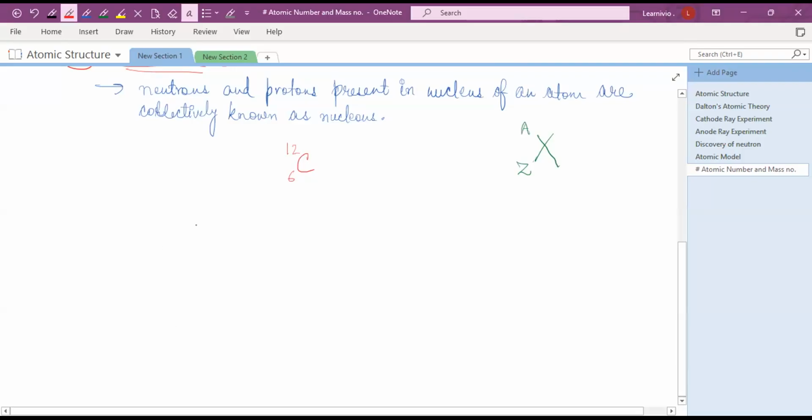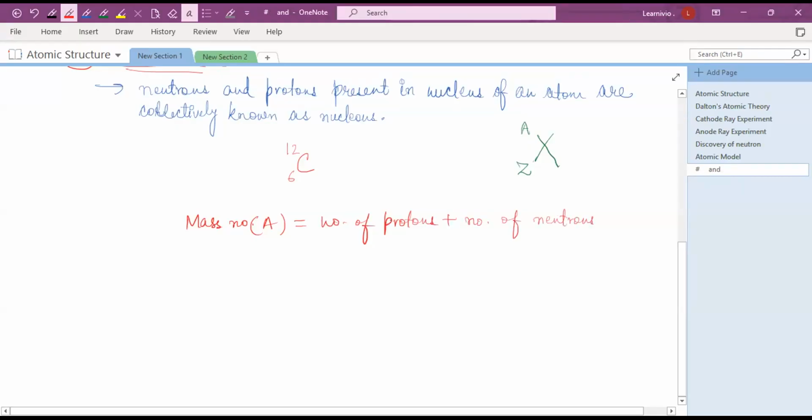And see, the mass number, which is A, is equal to the number of protons plus the number of neutrons, which is P plus N. For example, if the mass number is given and we know the number of protons, we can calculate the number of neutrons from that.